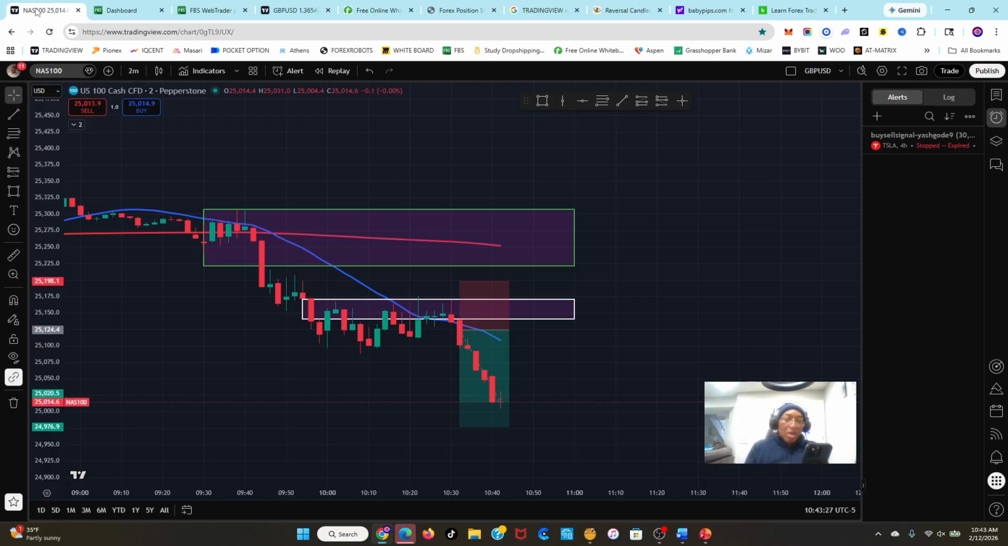You can see it's a Forex trade. It's NAS100. Okay. I'm sharing that with the group so everybody can see what's going on with the NASDAQ 100 trade.